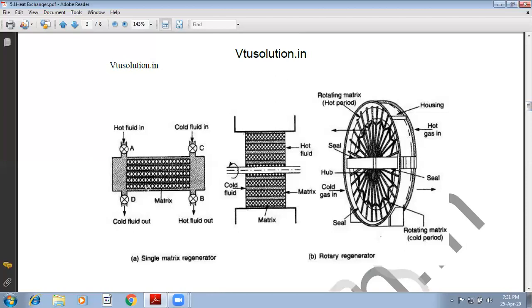Now obviously the cold fluid has gained some heat and it will leave the heat exchanger with elevated temperature, whereas the hot fluid has given heat to the matrix and it will leave out the heat exchanger with a lower temperature. Similar is the case for rotary generators.